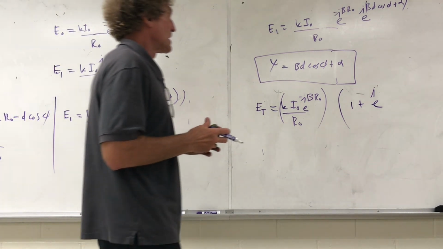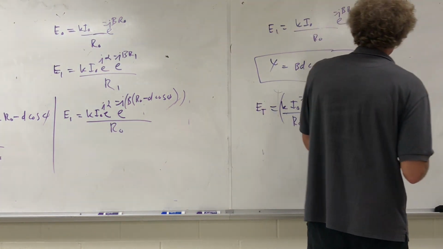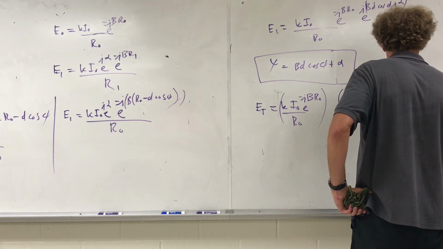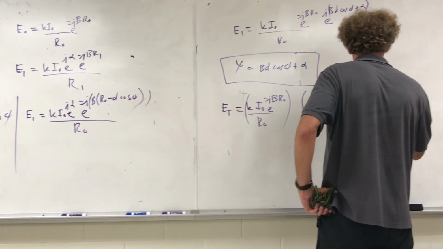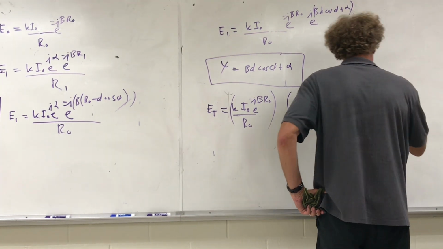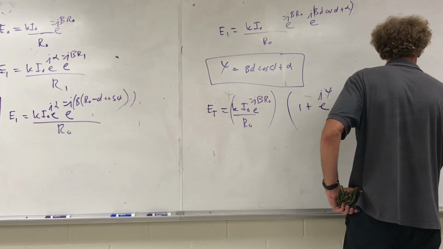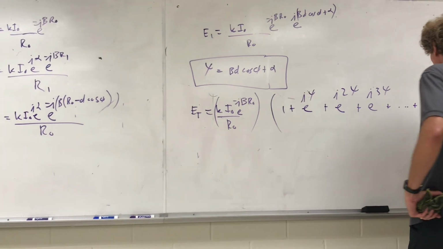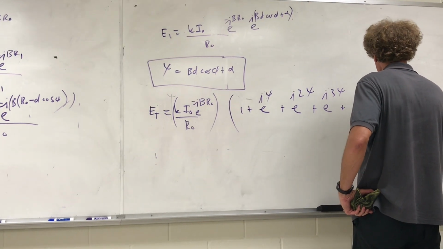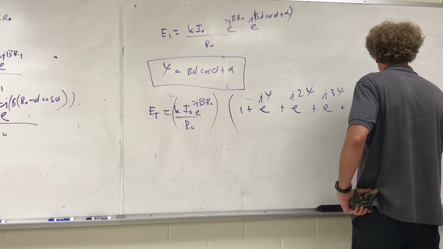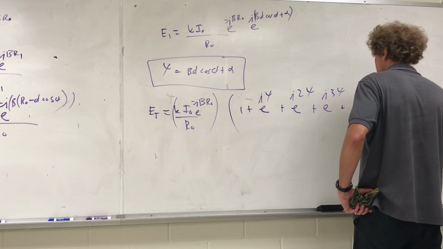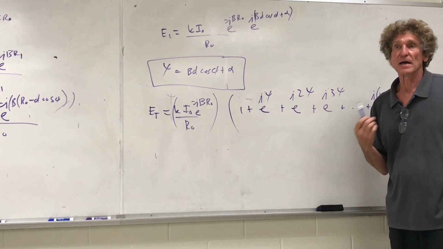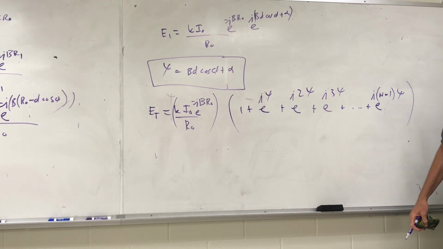So this is E1. Here, this is going to be 1 plus e to the j psi, and this is psi, so it's going to be psi. The next term will be e to the j 2 psi plus e to the j 3 psi plus dot dot dot plus. And the last term here is going to be e to the j, n minus 1 times psi. And that would be the total electric field from the array itself, an isotropic electric field. Can you follow at least the gist of it?